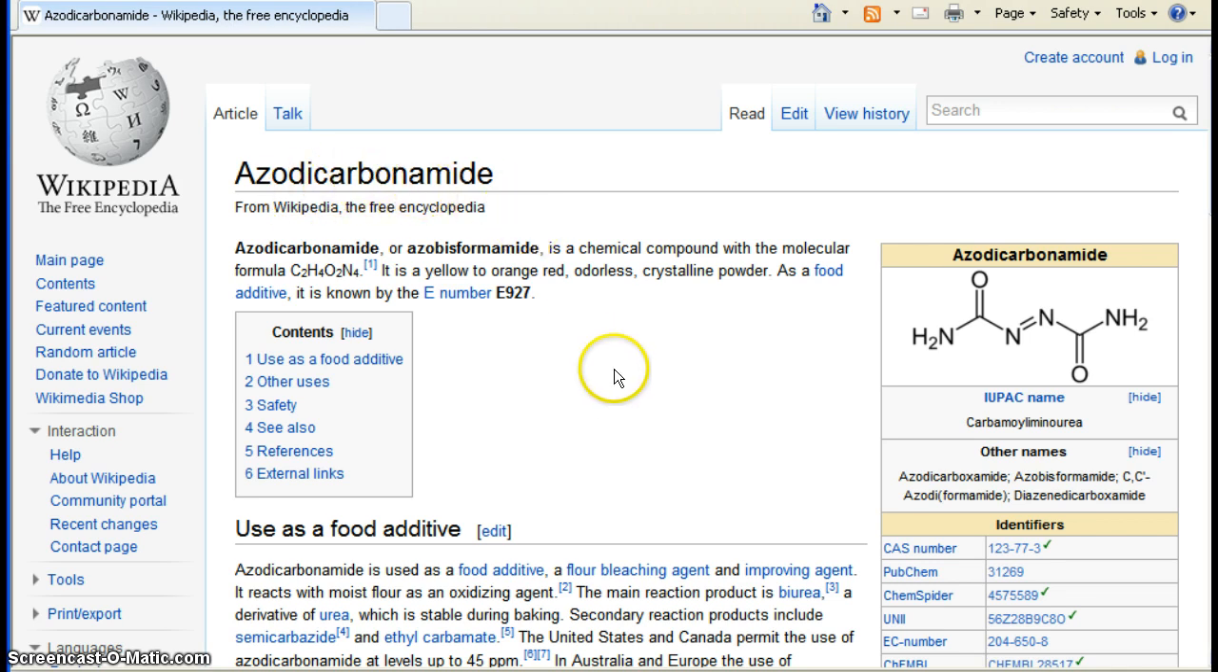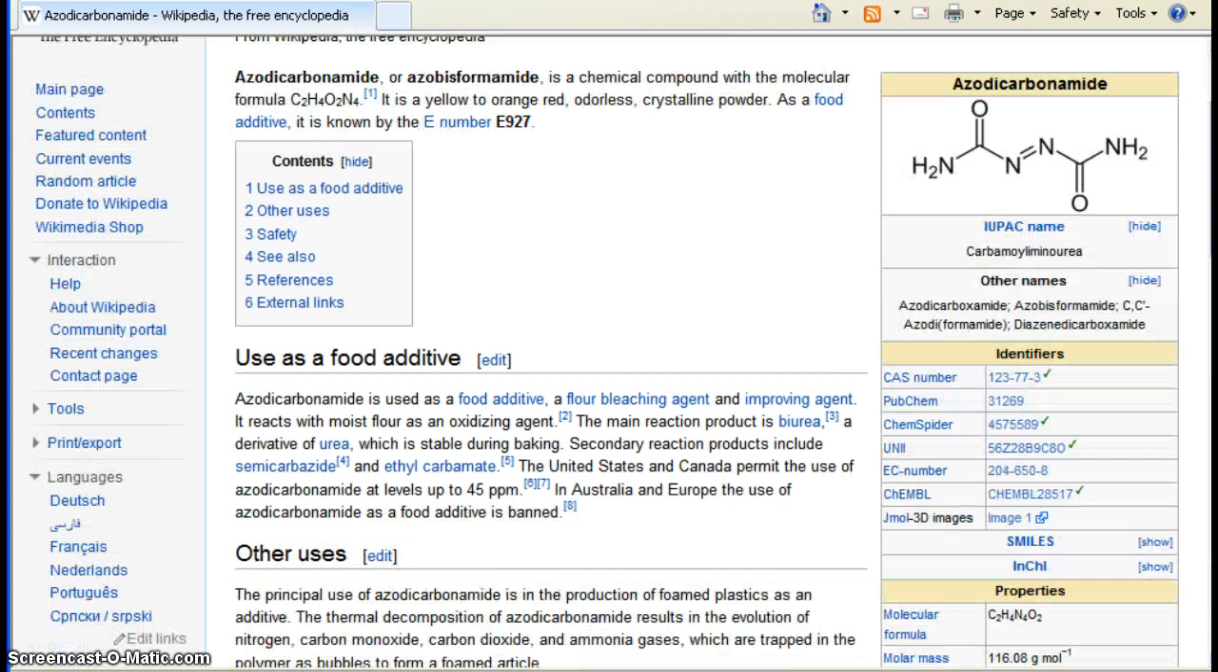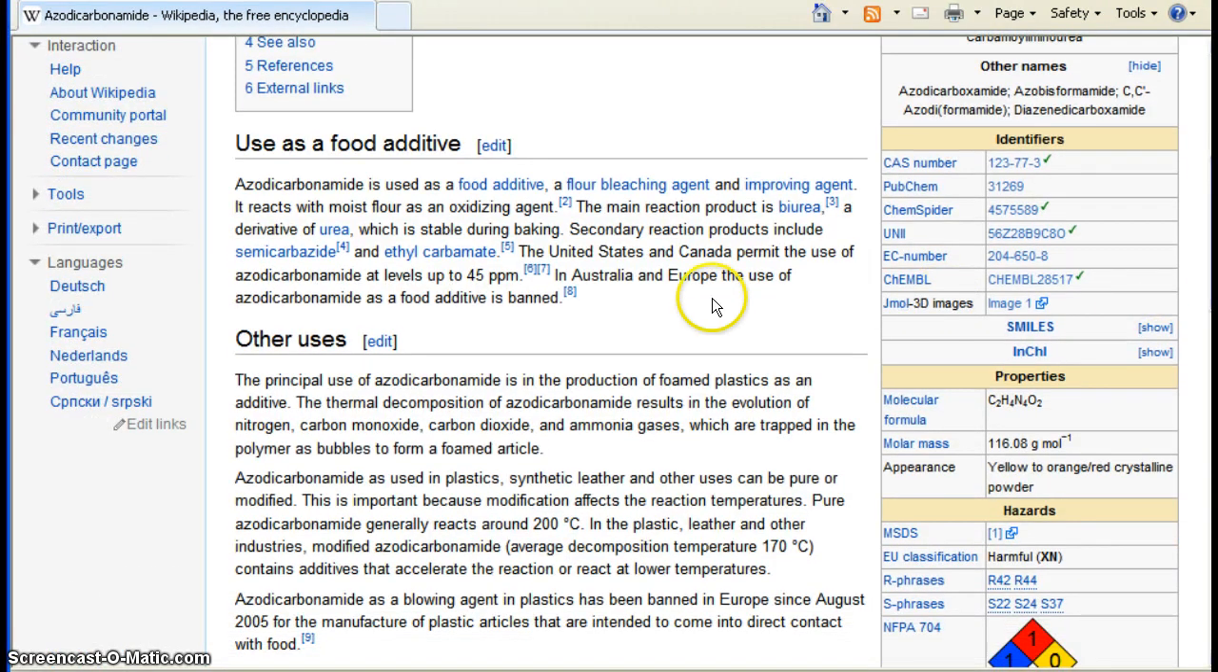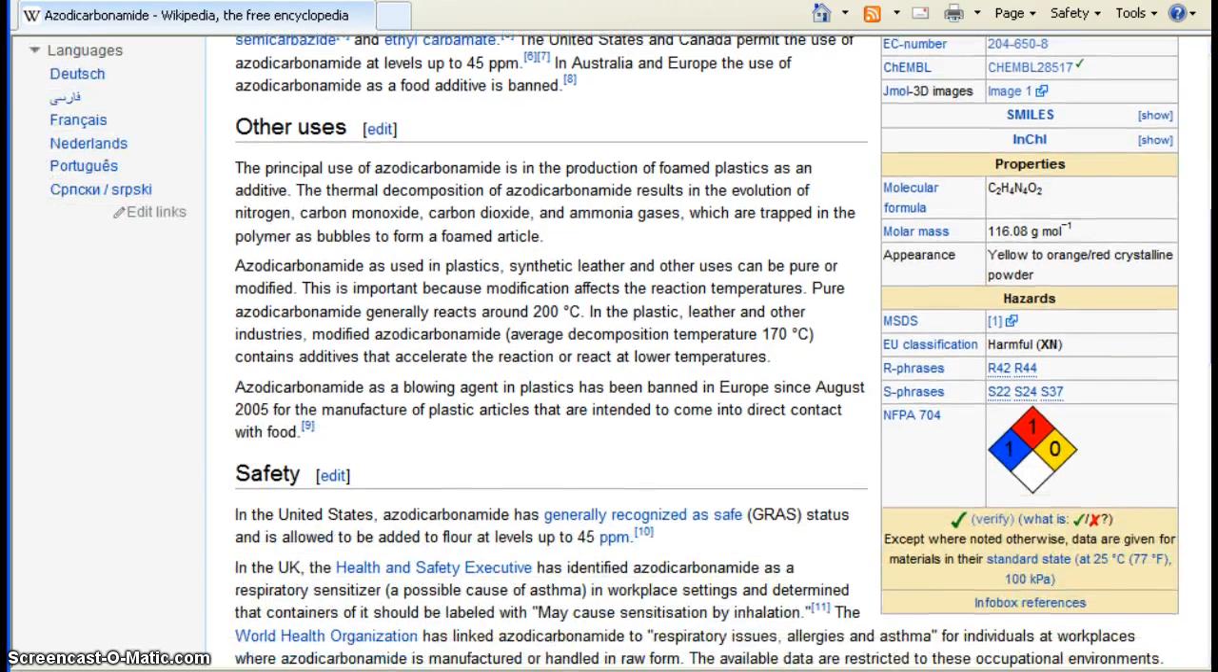Azodicarbonamide. Chemical compound. This is the formula for it chemically. We'll read on. Used as a food additive, as we know. Flour bleaching agent and improving agent. Reacts with moist flour as an oxidizing agent. Secondary reaction products include semicarbazide and ethyl carbamate. U.S. and Canada allow the use of it up to this level. In Australia and Europe, it is banned in food. Good for you guys.